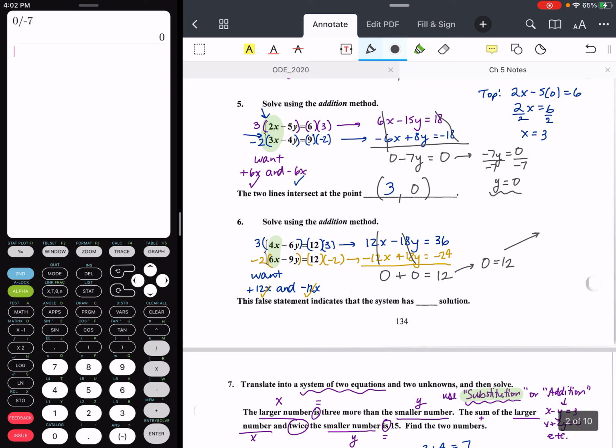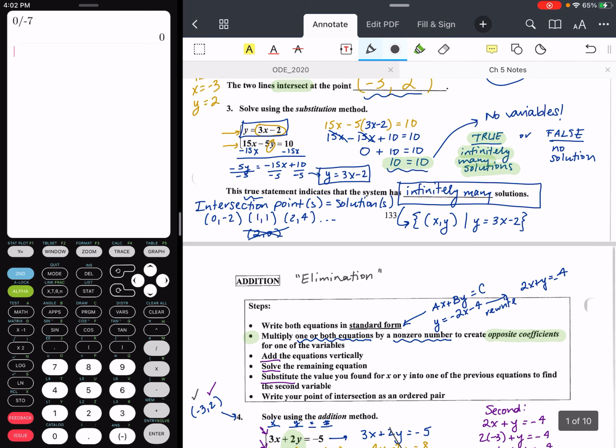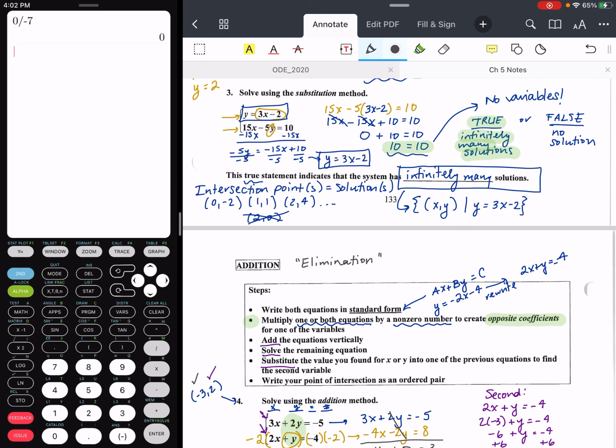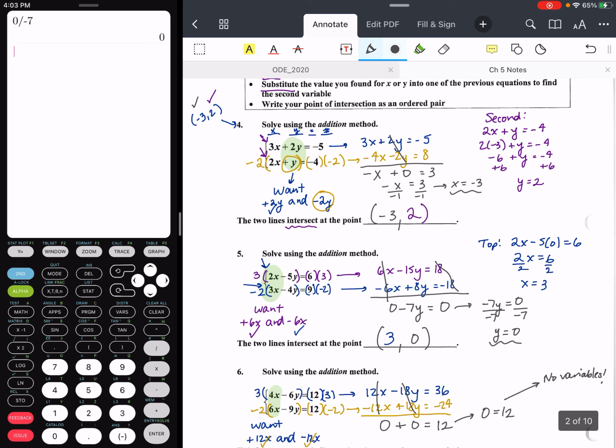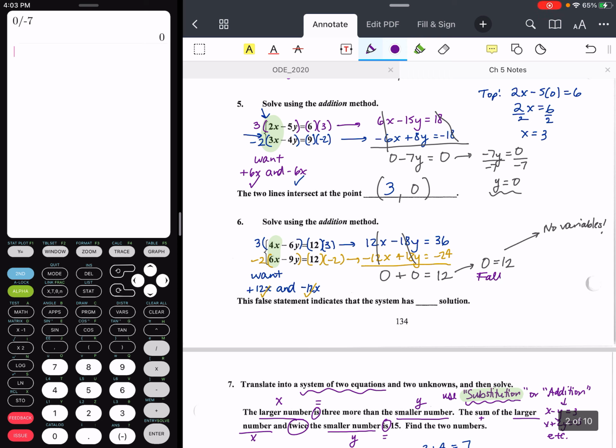And notice that there are no variables, right? I can't solve for x, I can't solve for y, because they both have left the building. They went bye-bye. So as a reminder, we saw this in example number 3 in the previous video. Remember, our rule is if we have a true statement, then we have infinitely many solutions. If we have a false statement, then we have no solution. So in this case, we have a false statement, right? 0 equals 12. That's false. So the false statement indicates that the system has no solution.